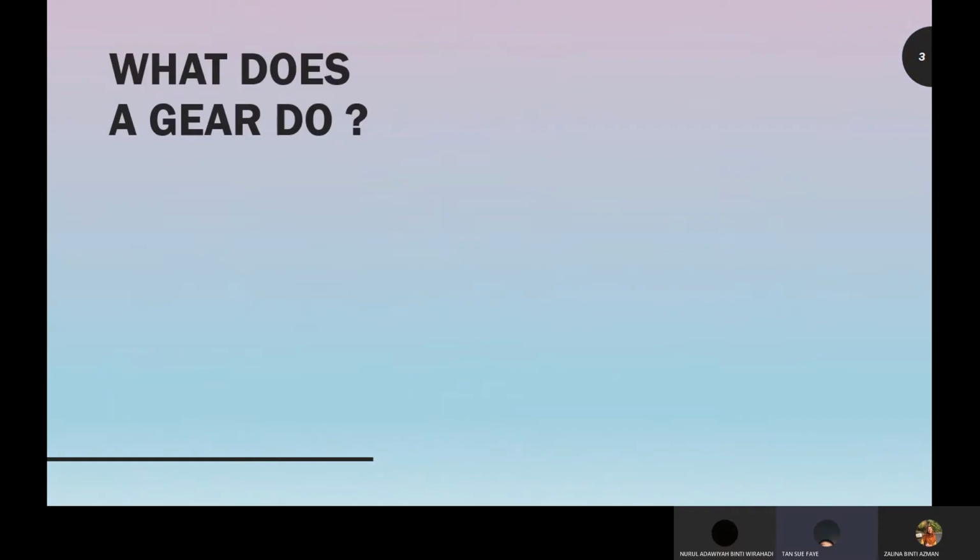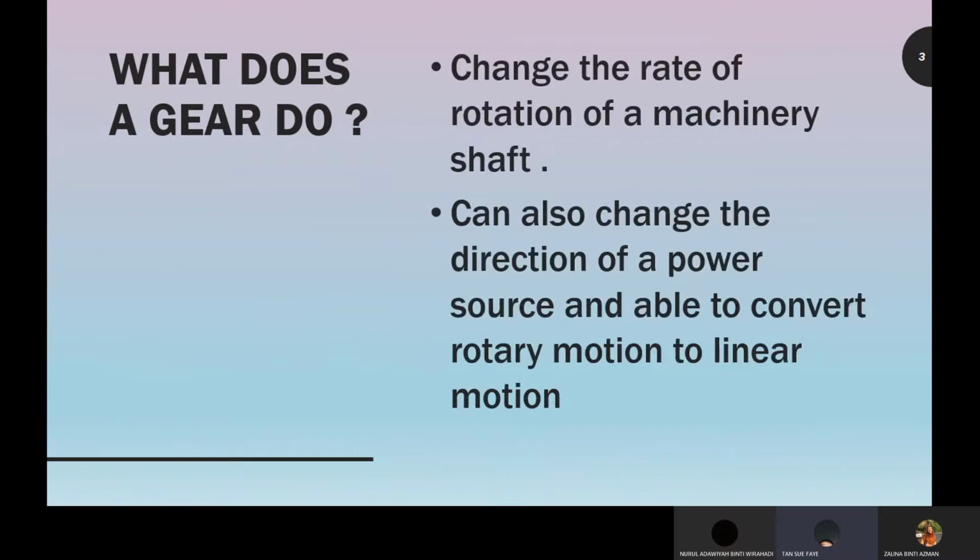And then the next one we have, what does a gear do? A gear will change the rate of rotation of a machinery shaft and change the direction of a power source, and is able to convert rotary motion to linear motion.